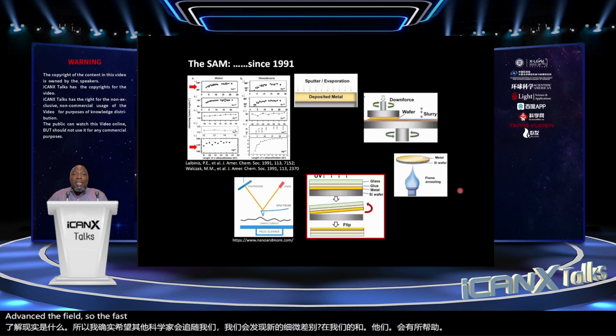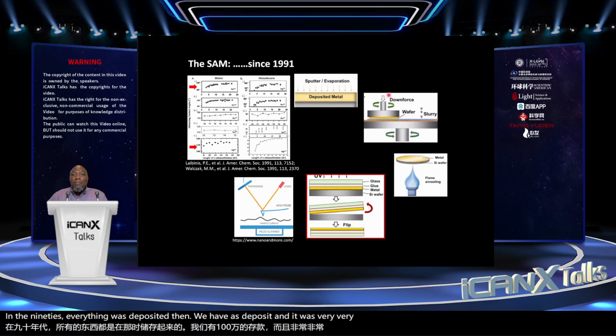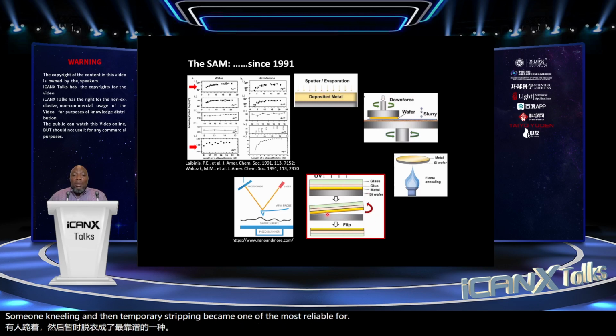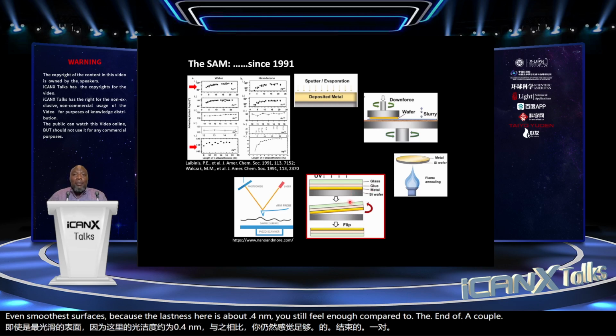So the first thing we did was to look at how we prepare metal surfaces. In the 90s, everything was as deposited, and it was very, very rough. Then we started using chemical polishing, thermal annealing, and then template stripping became one of the most reliable for getting flatter surfaces. But we sought ways to improve this so that we can get even smoother surfaces, because the roughness here is about 0.4 nanometers. It's still fairly rough compared to the length of a carbon-carbon bond.